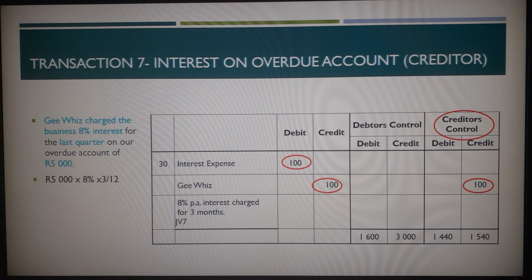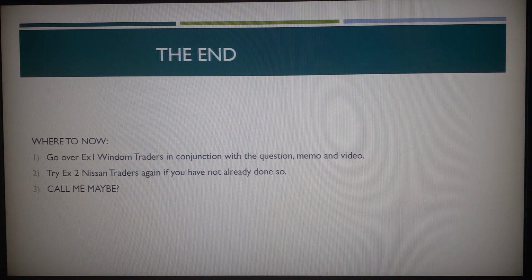Please remember that this was the last transaction. So once all your transactions are entered into the general journal, you don't need to total your debit and credit columns, but you do need to total your debit and credit columns in debtors control and your debit and credit columns in creditors control. These will give you your journal debits and your journal credits for each control account in the general ledger.